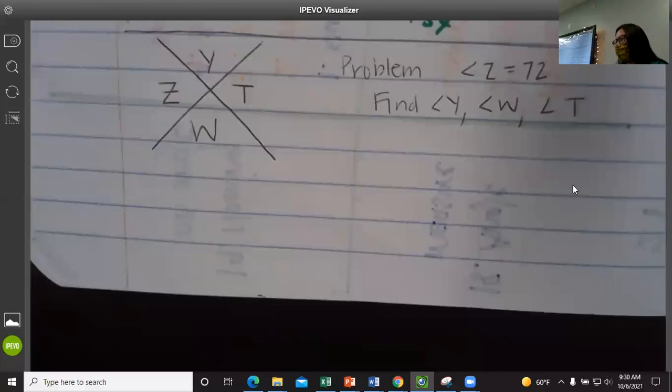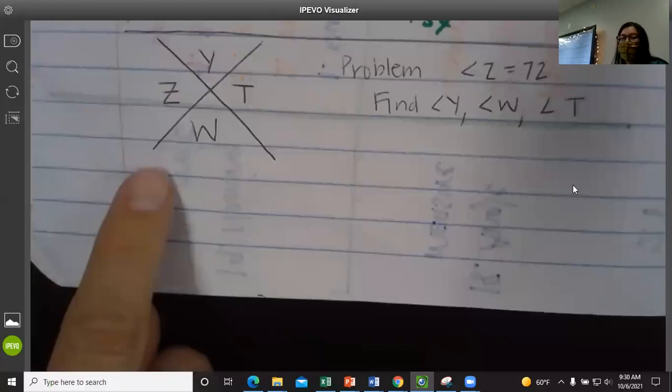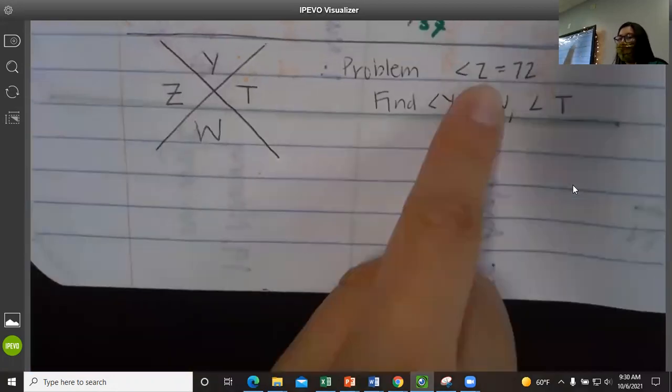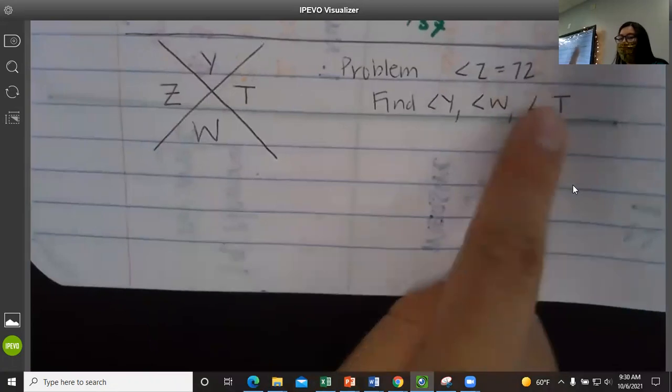All right, so this is the second example. We have segments here. We have 4 angles. The first one, they tell you the problem is Z is 72.